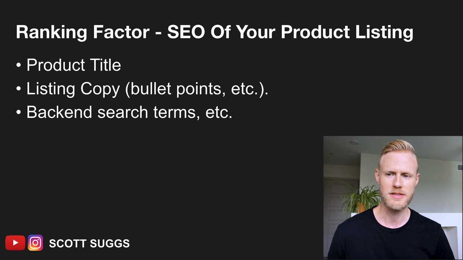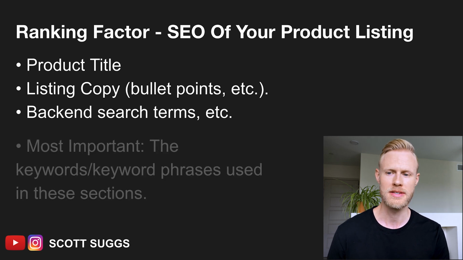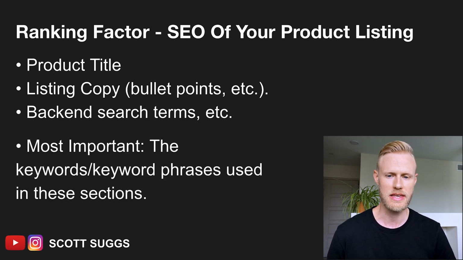So a few points to consider here is your product title. That's a very important one for Amazon. It's also your listing copy. It could be your bullet points, your product description, or what search terms or keywords you put into your backend search terms when you're creating a listing. And the most important aspect out of all of these is the keywords and keyword phrases that you are going to use in these sections.